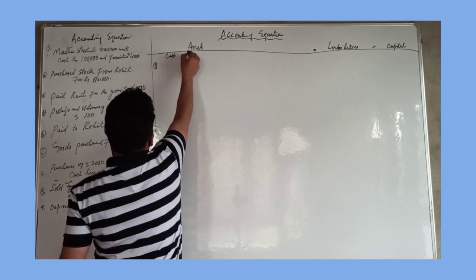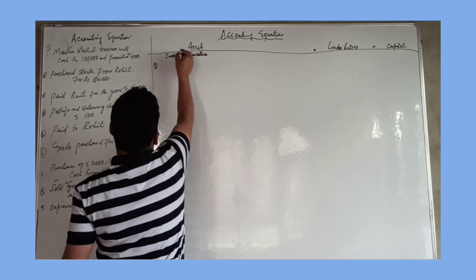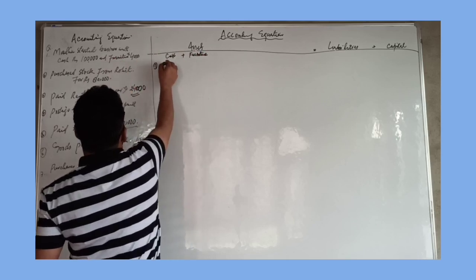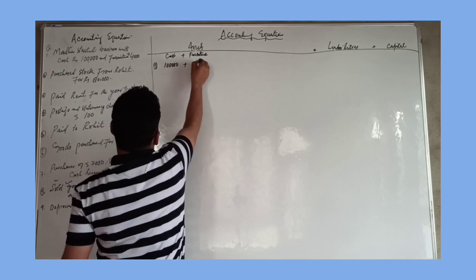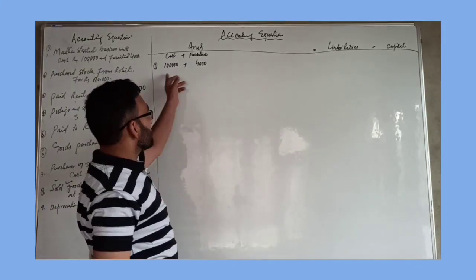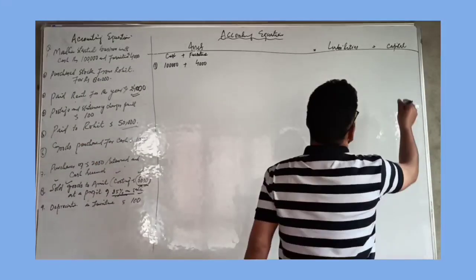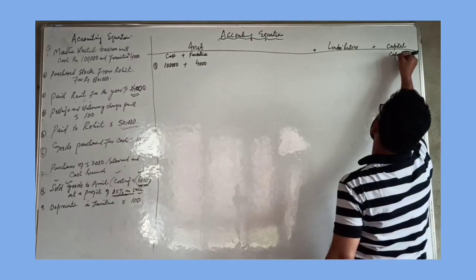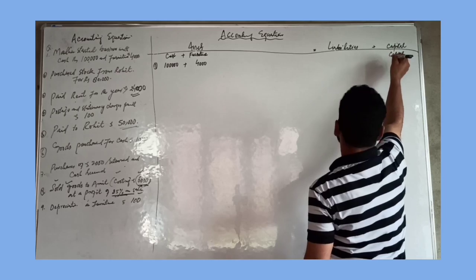cash and furniture. Cash rupees 1 lakh plus furniture 4,000. At the same time, the capital comes into business. The capital arises here, that is capital is 1 lakh 4,000.